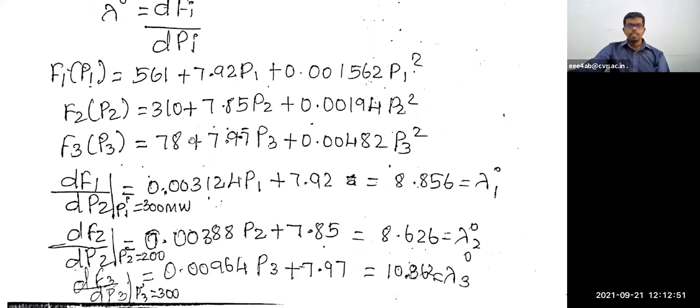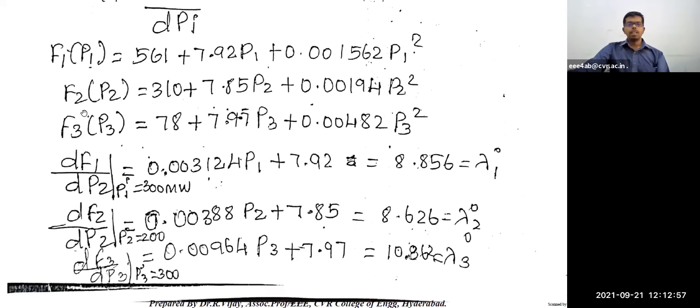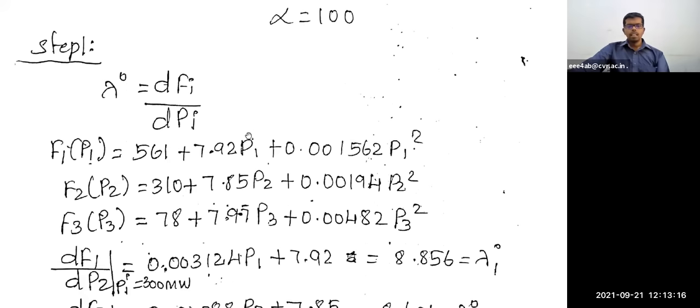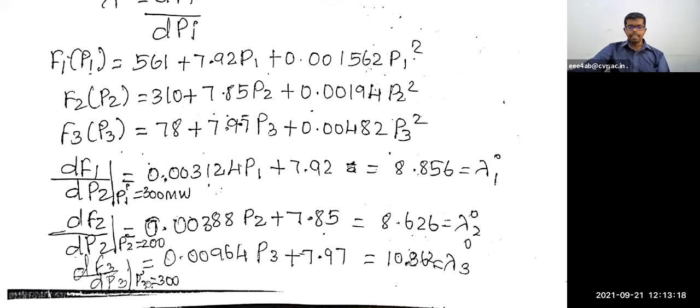Next, similarly, we need to differentiate the fuel cost function 3 with respect to P3. So we are differentiating, and we are getting 0.00964 P3 plus 7.97. Here we are substituting P3 as 300 megawatt as we considered. After taking P3 as 300 megawatt while substituting, I think you are getting the same values. I think so.